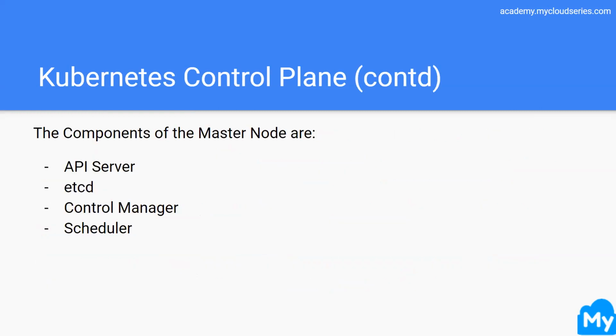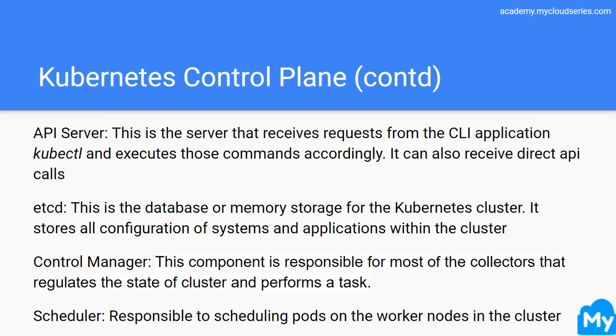Now, the control plane of the master node is made up of these four major components. We have the API server, etcd, the control manager, and then the scheduler. Now, let's look at each of the components.